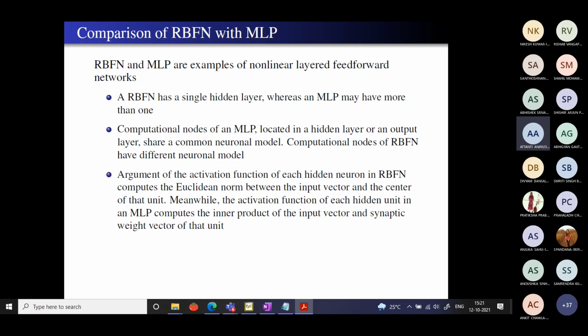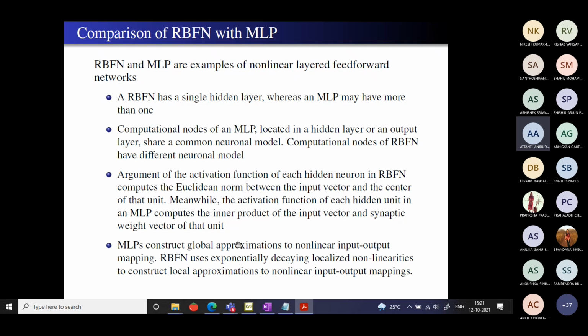Also, the argument of the activation function of each hidden neuron in RBFN computes the Euclidean norm, because the radial basis function's basic idea depends on the Euclidean norm only. That's why it is called a radial basis function. So we find the Euclidean norm between the input vector and the center of the unit. Whereas the activation function of each hidden unit in an MLP computes the inner product of the input vector and the synaptic weight of that unit. This is how it does.